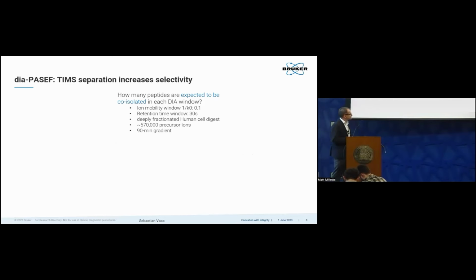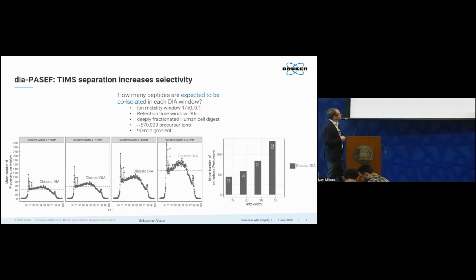And we've looked at this ourselves. So actually, my colleague Sebastian Wacker took a look at this and said, well, what if I take our standard in-house deeply fractionated human cell digest? So this contains, I think, about 13,000 proteins, but more specifically over 500,000 precursor ions. And if you just extract out all that data in that library, and look at what happens when you vary the mobility window size.